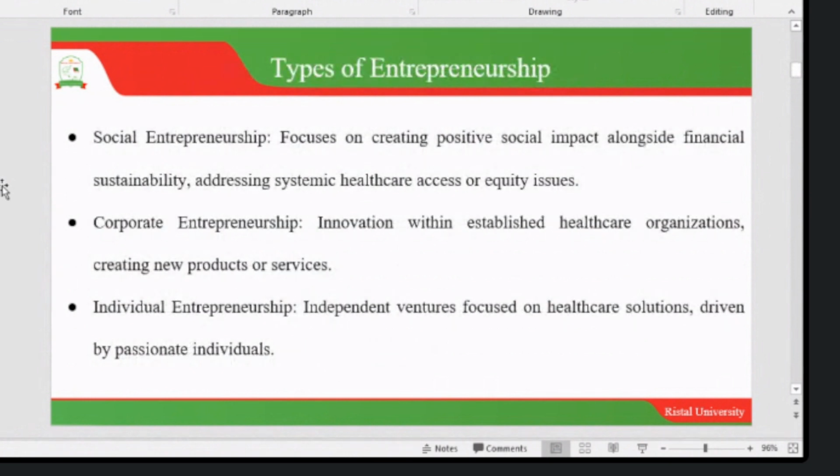So the types of entrepreneurship that exist in the healthcare arena include social entrepreneurship, corporate entrepreneurship, and then we have individual entrepreneurship. So when we talk about social entrepreneurship, this one looks at creating that positive social change alongside financial sustainability. So in this case, the most important thing is not profits, but this positive social change, addressing some systemic healthcare access and equity issues.